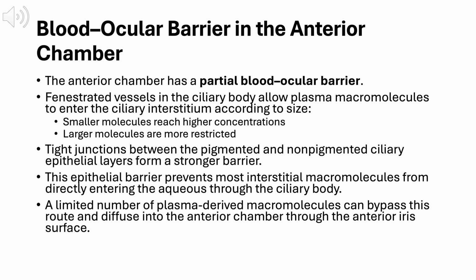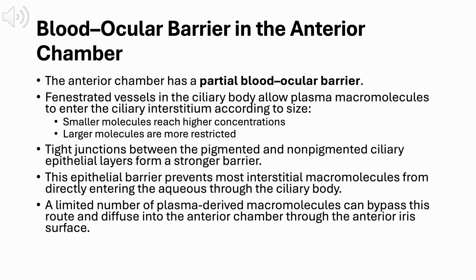What keeps the aqueous so protein-poor and controlled is the blood-ocular barrier. And in the anterior chamber, that barrier is partial and worth understanding in detail. It has two components with different tightness. First, the vessels within the ciliary body are fenestrated, meaning leaky. They allow plasma macromolecules to enter the ciliary interstitium in a size-dependent way, so smaller molecules reach higher concentrations, while larger ones are more restricted.